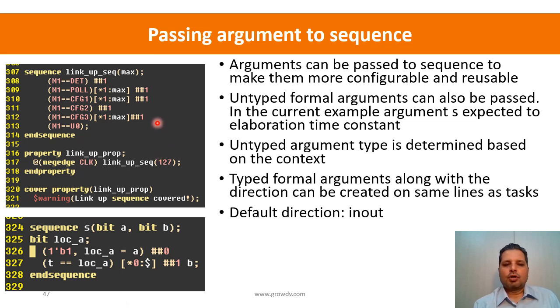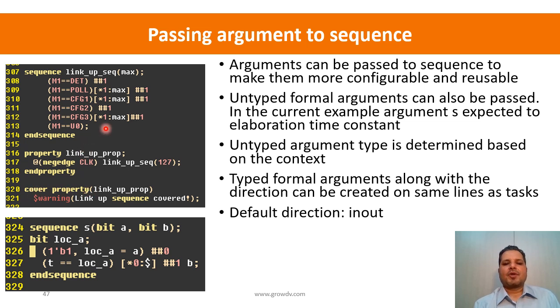We will see a few more. Here we have a sequence that's checking for some FSM transitions, and we are passing the count, the max number of cycles that it can stay in certain states, as an argument. And in the property, when we invoke the sequence, we are passing the value for that particular argument. Then here we are using the cover directive on this particular property.